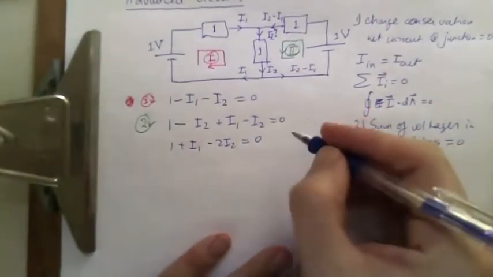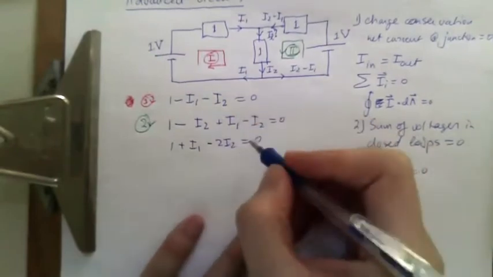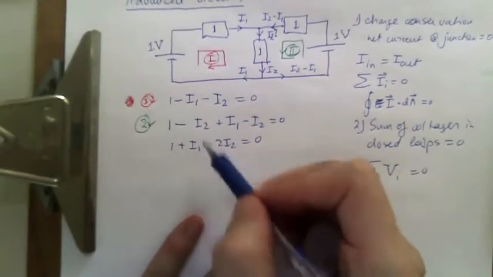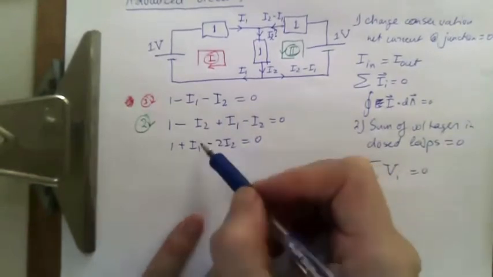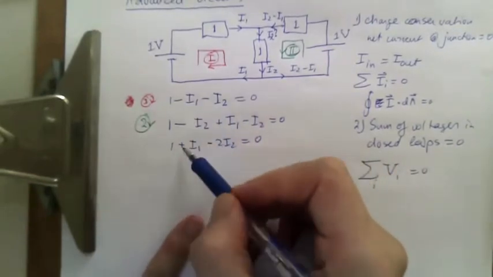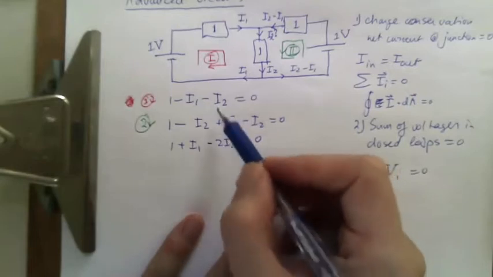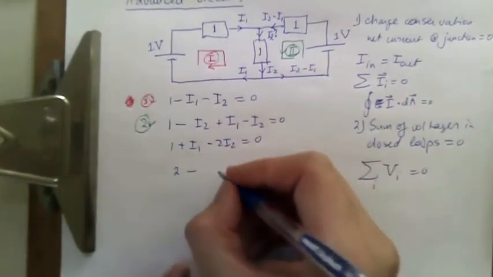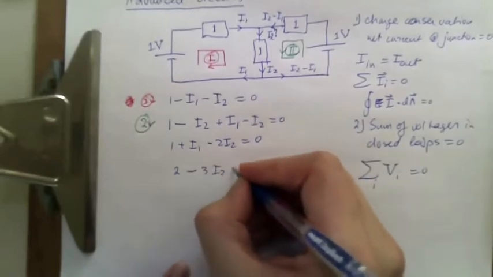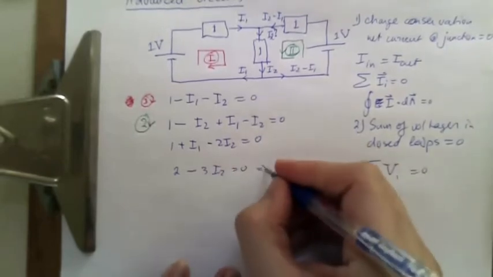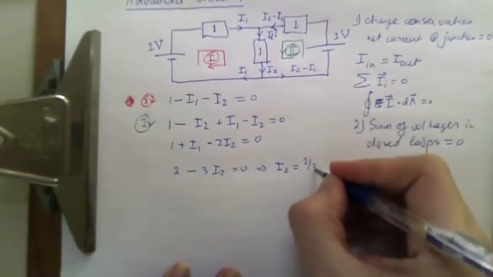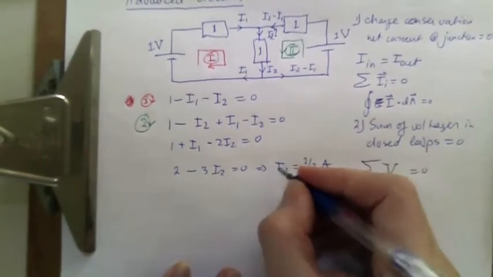All right. So this is not too hard to manipulate. You can just take this equation and this equation. You see there's an I1 in both of them. So add this to this. The I1 is going to cancel. You're going to get the I2 that you want. So you'll have 2 minus 3 I2 is 0. So therefore I2 is 2/3 of an amp.